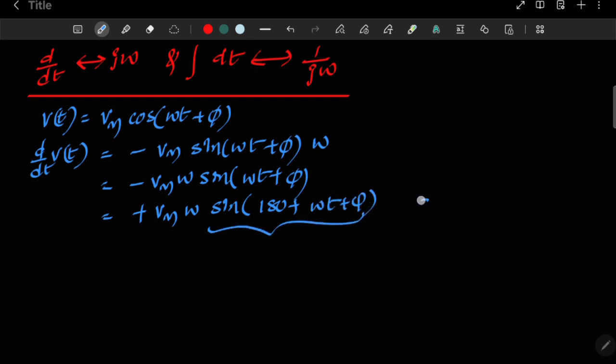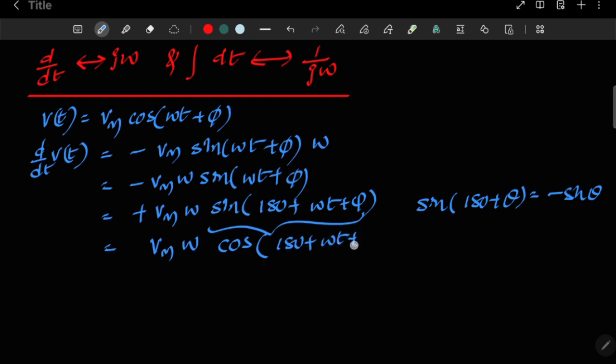Now it is in the form of sine of 180 plus theta, which equals minus sine theta. So this minus I can remove by keeping this 180 plus angle. But I need to convert this into the phasor domain, and phasor is applicable only for the cosine function. So I want to convert this sine function into a cosine function. For that, Vm omega cosine of the entire angle minus 90 I will take.